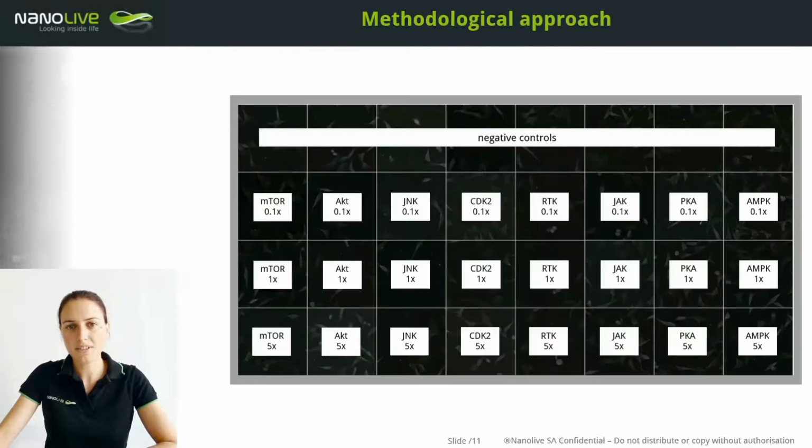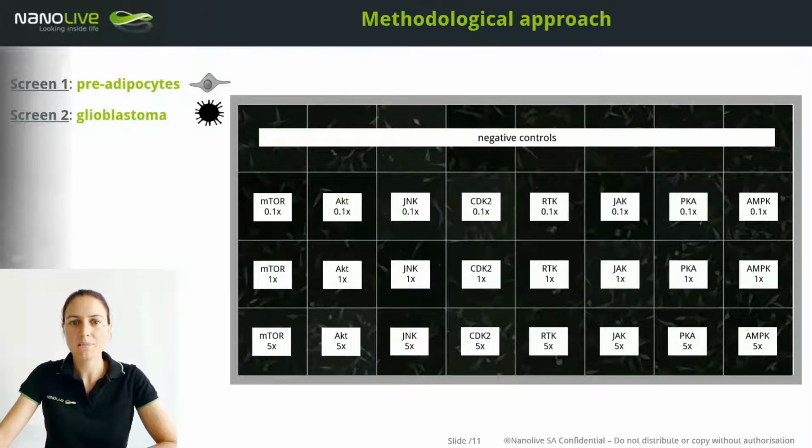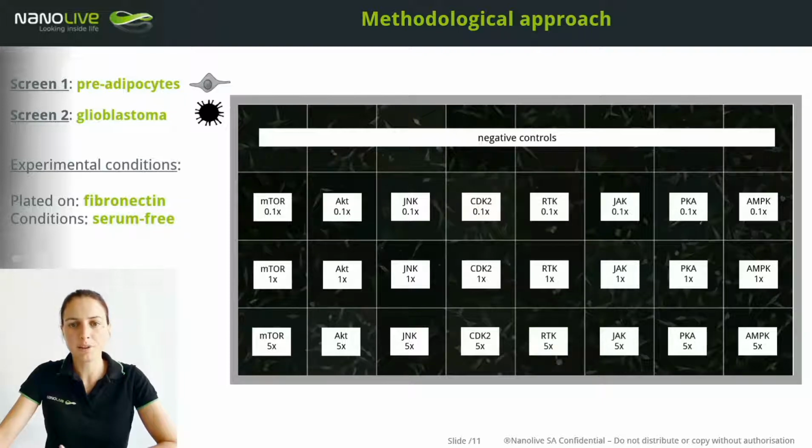We conducted 2 screens of the kinase inhibitors. In the first screen, we used 3T3-derived pre-adipocyte cells, and in the second, we used glioblastoma cells. Experimental conditions were kept identical between the 2 screens. So cells were always plated on fibronectin-covered dishes, and they were kept in serum-free conditions. The inhibitors were used at 3 concentrations, at 0.1, 1, and 5 times the recommended concentration that we found in the scientific literature.